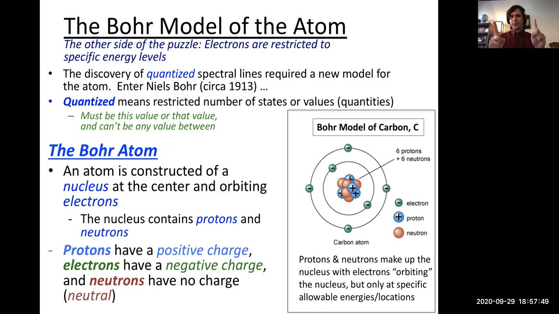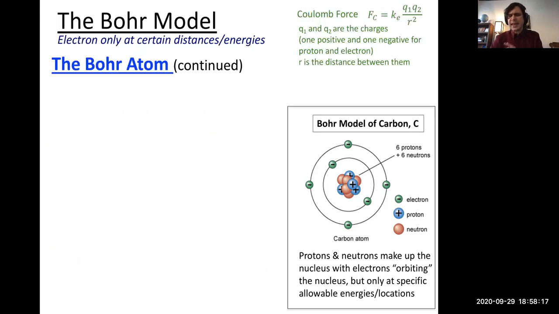Similar charges, so a proton and a proton, two positive charges, will repel one another. Two negative charges, an electron and an electron, will repel one another. So you need opposite charges for them to be attractive. The electromagnetic force, unlike the gravitational force, is both attractive and repulsive. The gravitational force was only attractive. Okay, so now we have the protons and the neutrons making up the nucleus, and then we have electrons orbiting the nucleus. Let's take a look at the electrons and how they're orbiting.